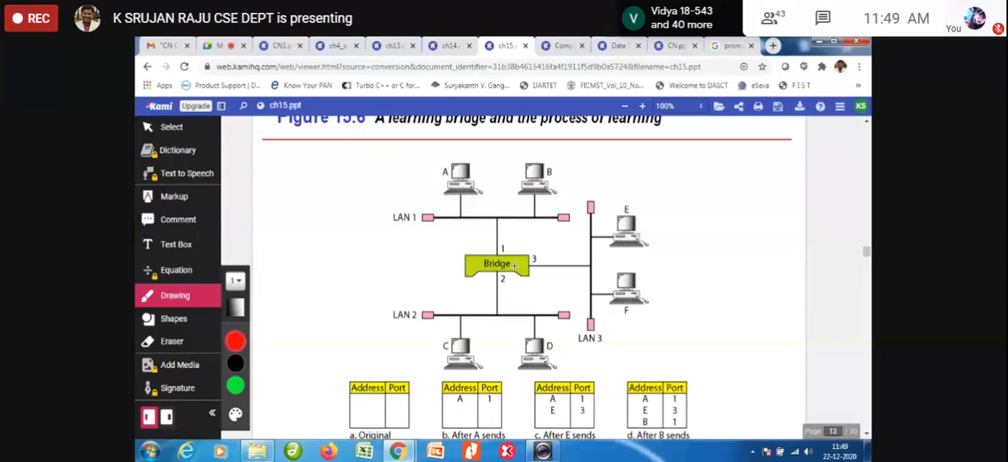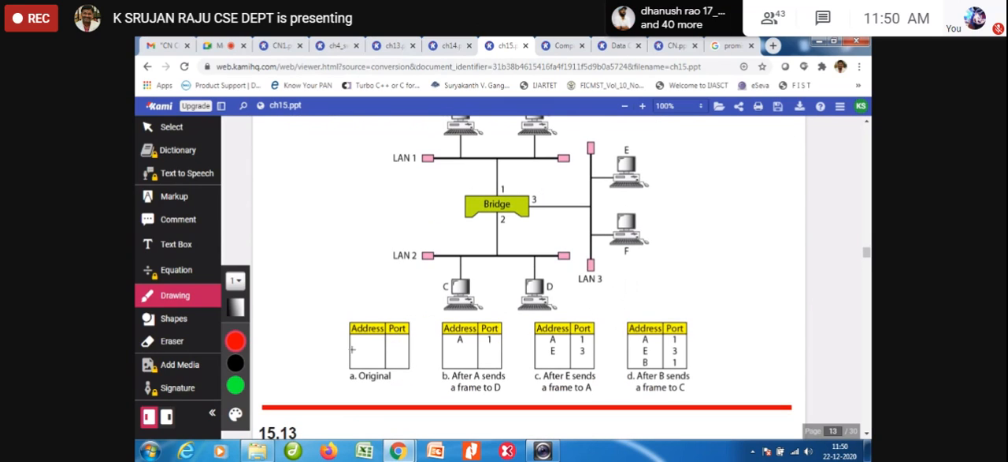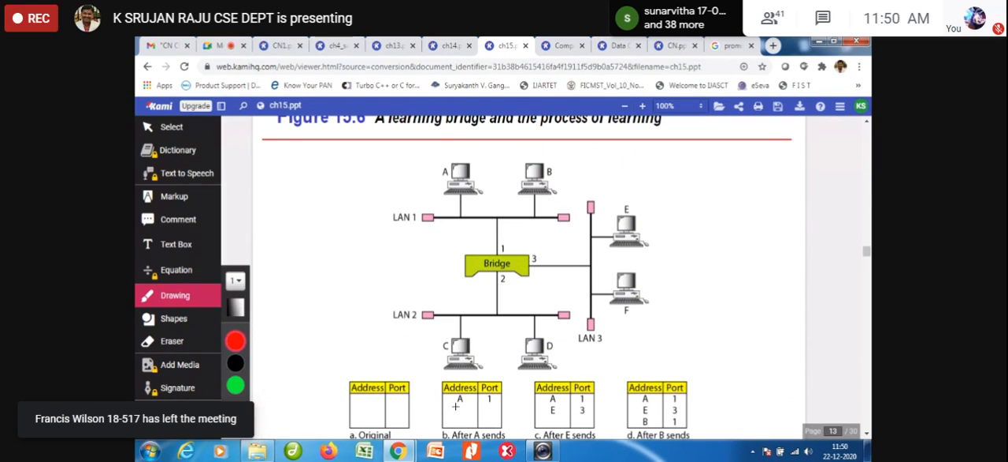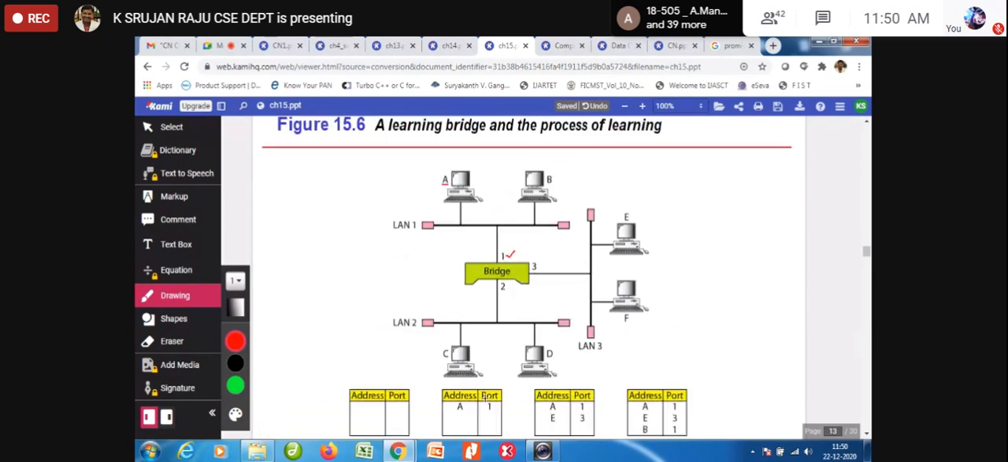And the process of learning, how is it going to happen? Here we have three LANs: LAN 1, LAN 2, LAN 3. This is the original state, and initially it is not having anything. Now it has to learn, it should self-learn. Whenever I switch on the network, it should create its table, and only then can it process. Now it adds the port address for A. I am talking about address A, and this address A is connected to port 1. Then, after A sends a frame to D, we need to understand how it happens.